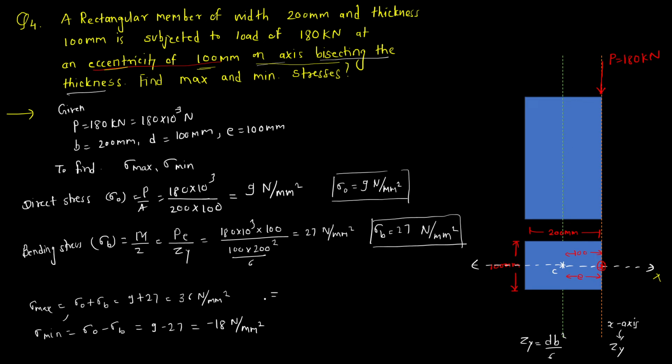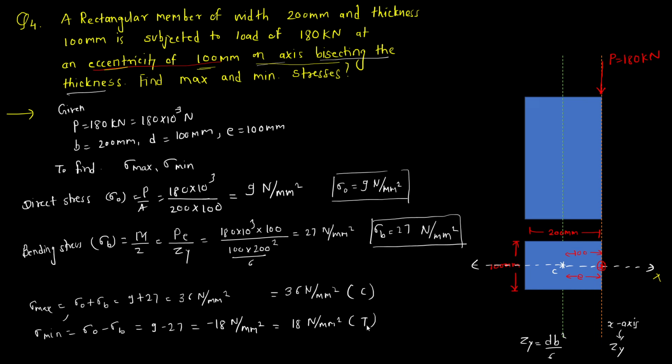If you want to write it as compression and tension, the first answer will be 36 Newton per mm square, in bracket compression, because the value is coming positive, whereas the second answer will come as 18 Newton per mm square in tension. So either you can use the minus sign or you can use compression or tension, whatever is present.